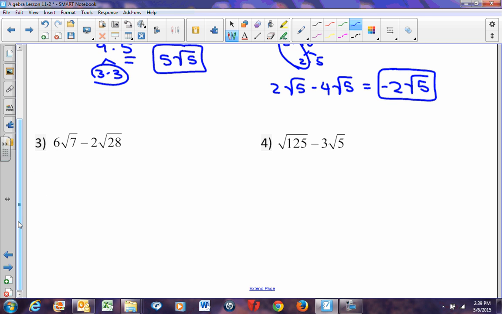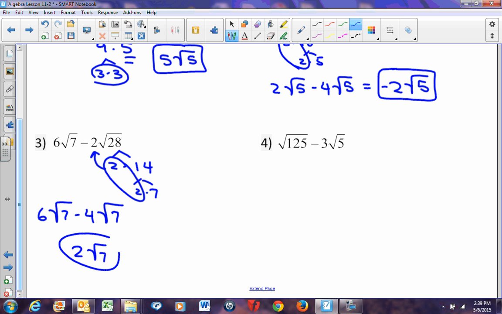6 square roots of 7 minus 2 square roots of 28. Okay, let's break down 28. 2 times 14, 2 times 7. So these two 2's get combined, they get put together with that 2. So we have 6 square roots of 7 minus 4 square roots of 7. And that becomes 2 square roots of 7.